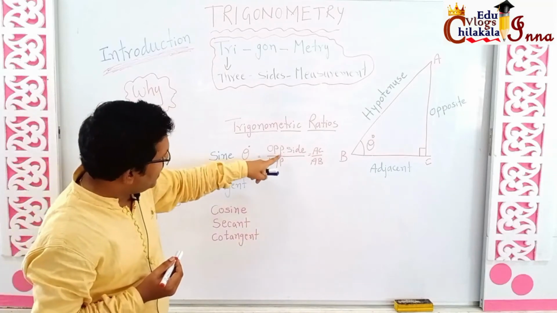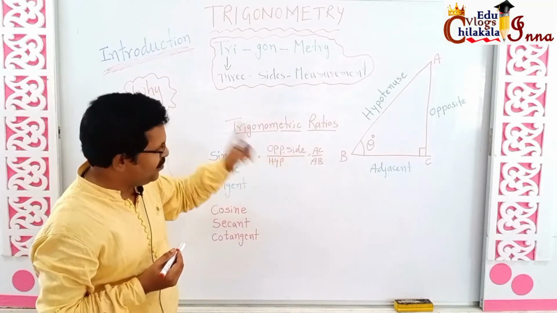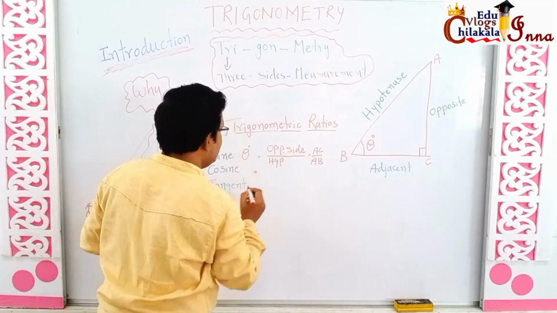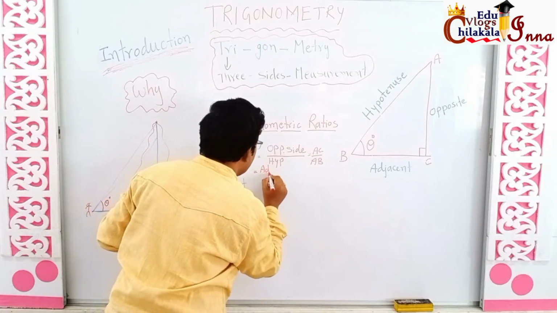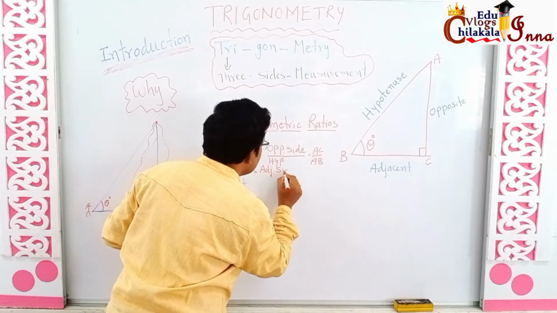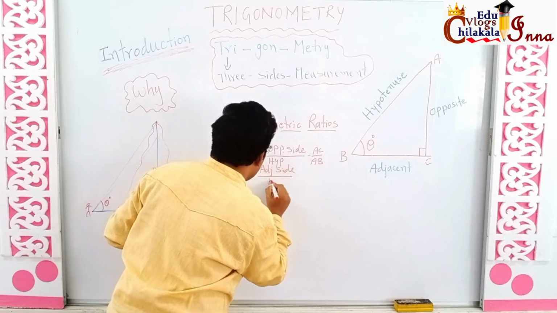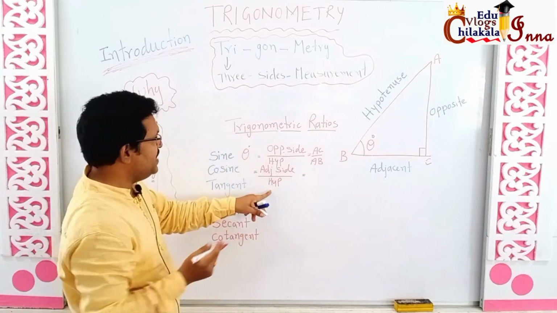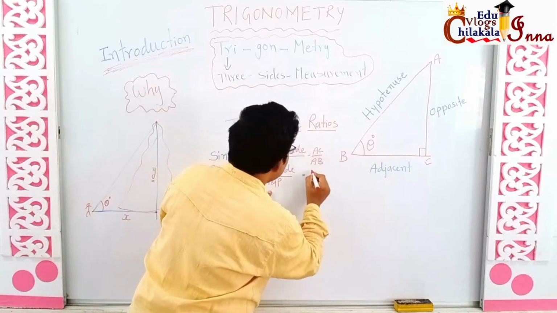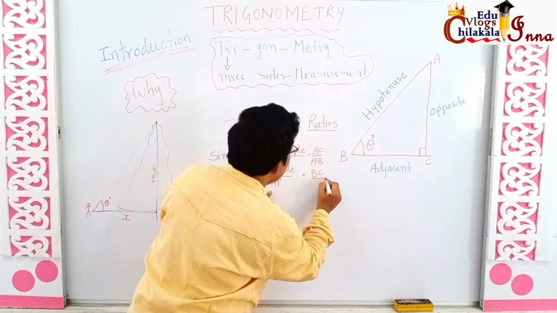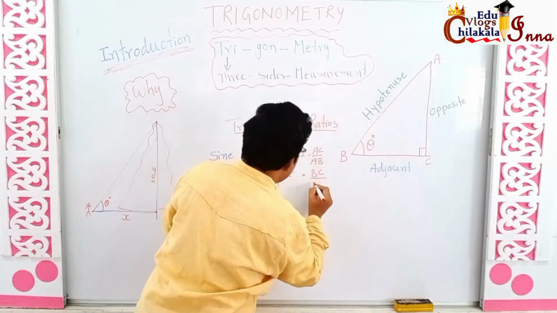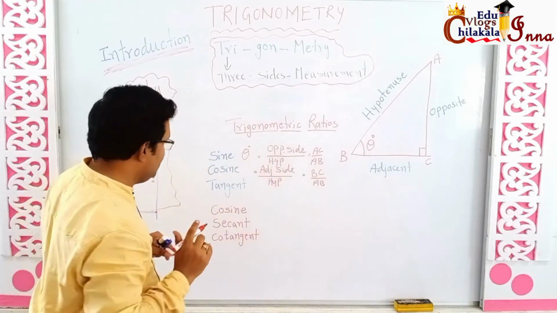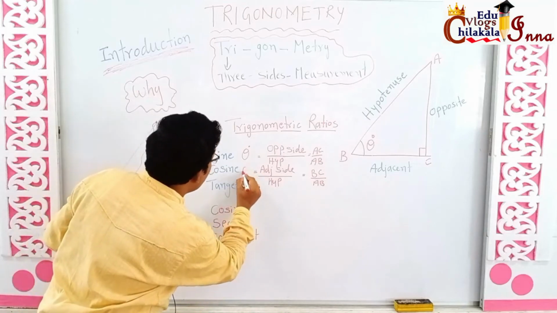That is sine theta. Sine theta is opposite side by hypotenuse. That you should remember. So what is cosine? Cosine is adjacent side by hypotenuse. So what is the adjacent side here? BC. What is the hypotenuse here? AB. Very good. That's it. Simple.